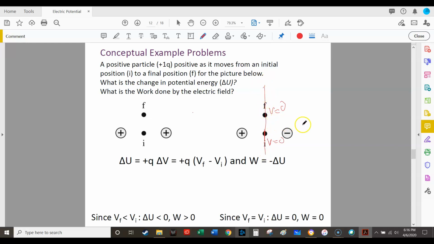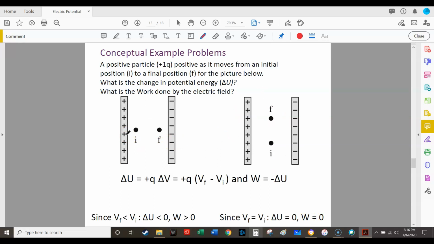The voltages to the right are going to be negative. The voltages to the left are going to be positive. It doesn't matter what region. So that means V final is going to be equal to V initial. And that means this is going to be 0. So delta U is going to be 0. And that means the work done in moving a charge from I to F is going to be 0. All right.